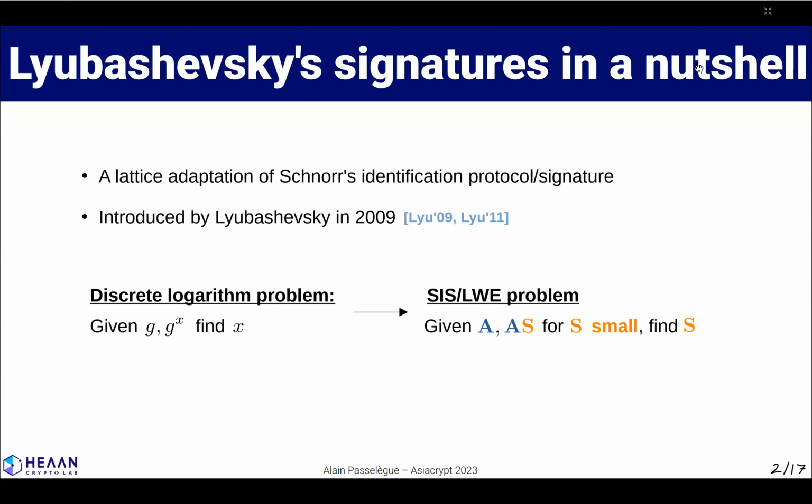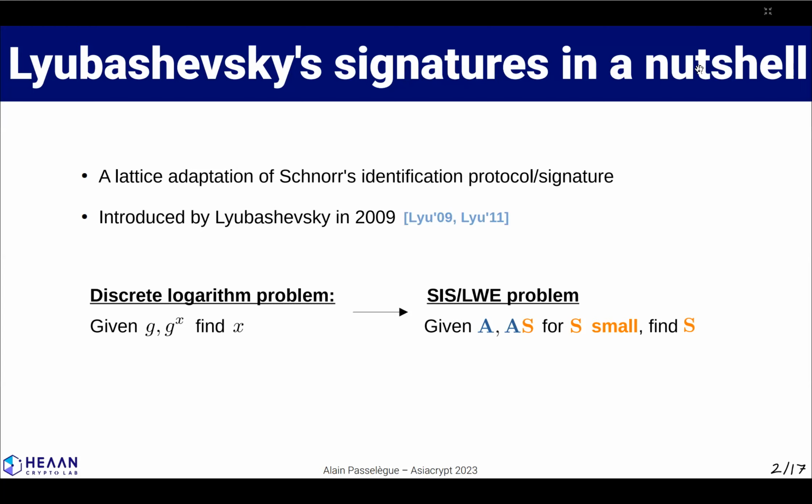For this talk, you can just think of these problems as the following. You are given some matrix A, which is just a large matrix, and some target matrix, which is A times S, for some small secret matrix S.